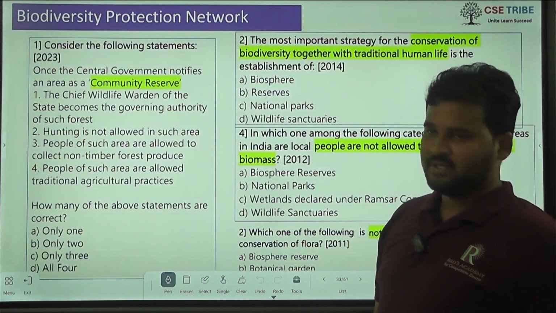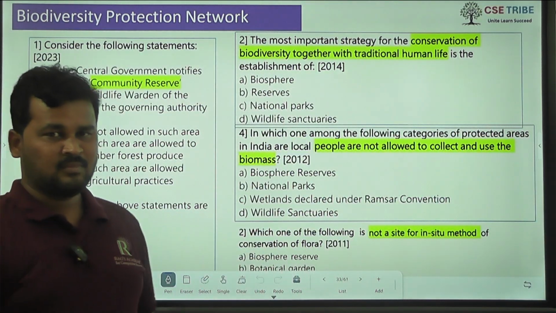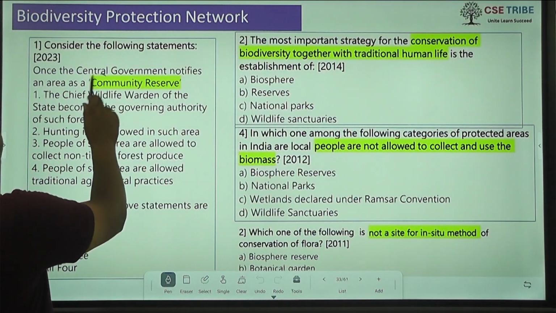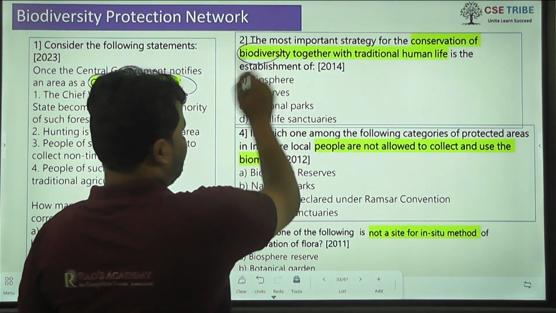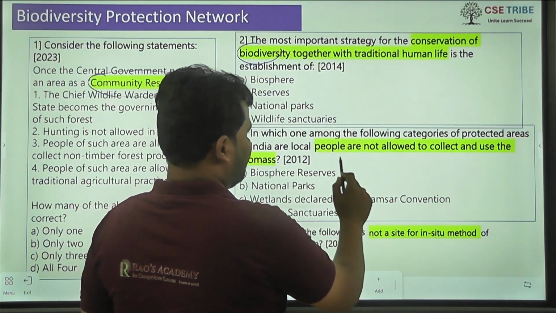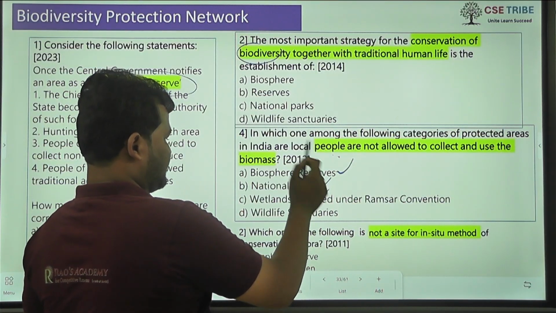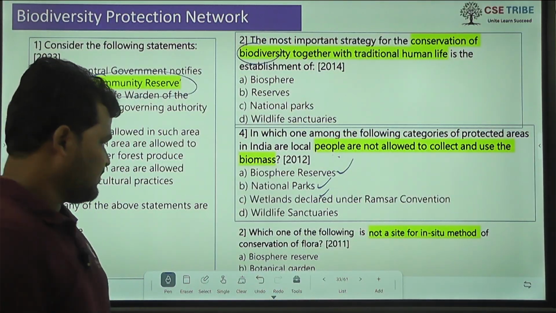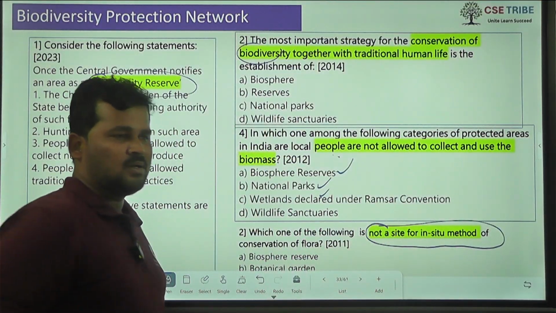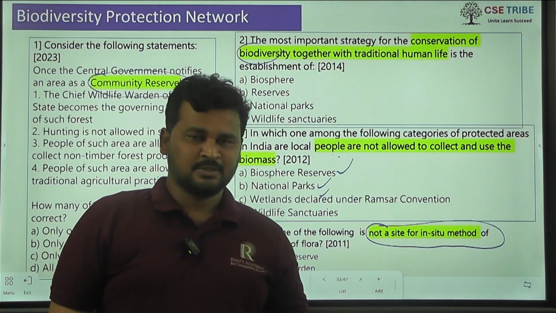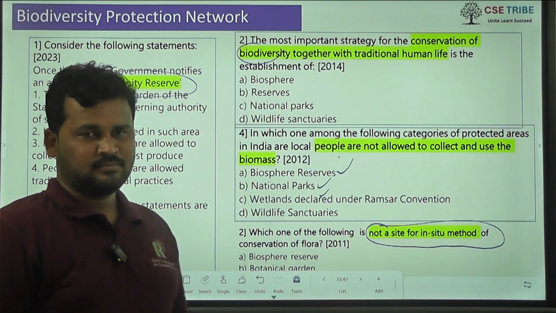Next after that, biodiversity protection networks. We have various protection networks like reserve forest, community reserve, and conservation of biodiversity. They are asking questions related to biosphere reserves, national parks, wetlands, and wildlife sanctuaries. Also, they are asking what is in situ and ex situ. If you know the definitions of ex situ and in situ, you can answer this question. Clear? So, in situ and ex situ, right?